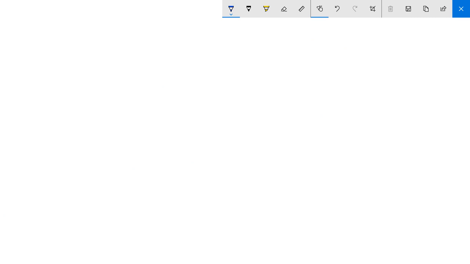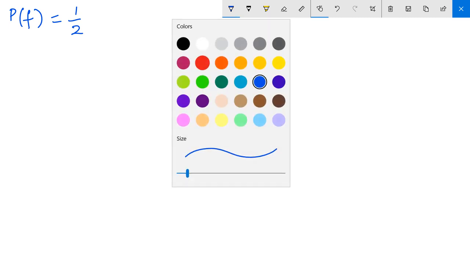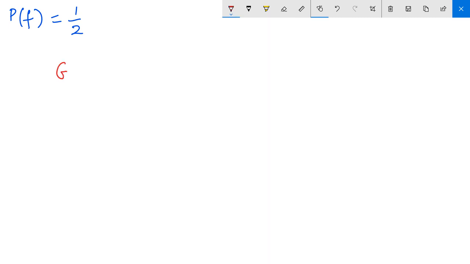Okay, so now let's take the probabilities. The probability of female is obviously 1 by 2, because male and female, so probability is 1 by 2. And how to find the Gini index here? There is a formula for Gini index, which is the sum from i equals 1 to K of probability whole square. So what we do here is we look at the probabilities and square them up, nothing much.